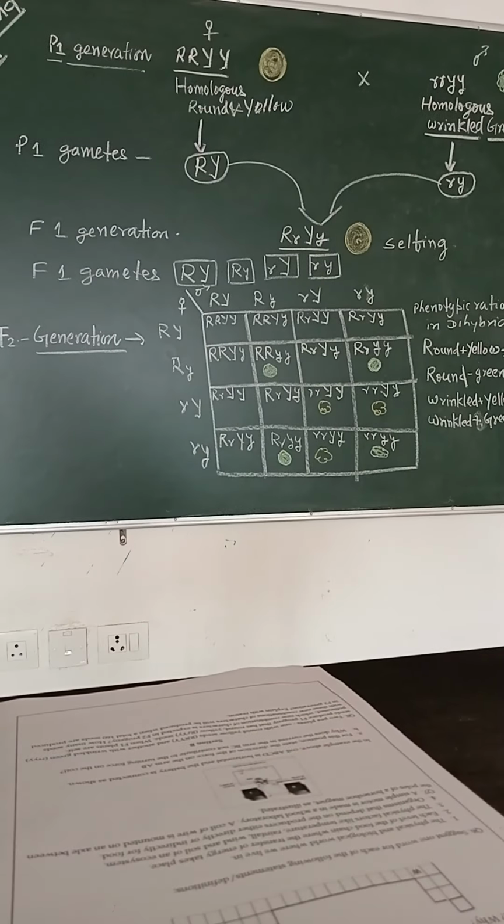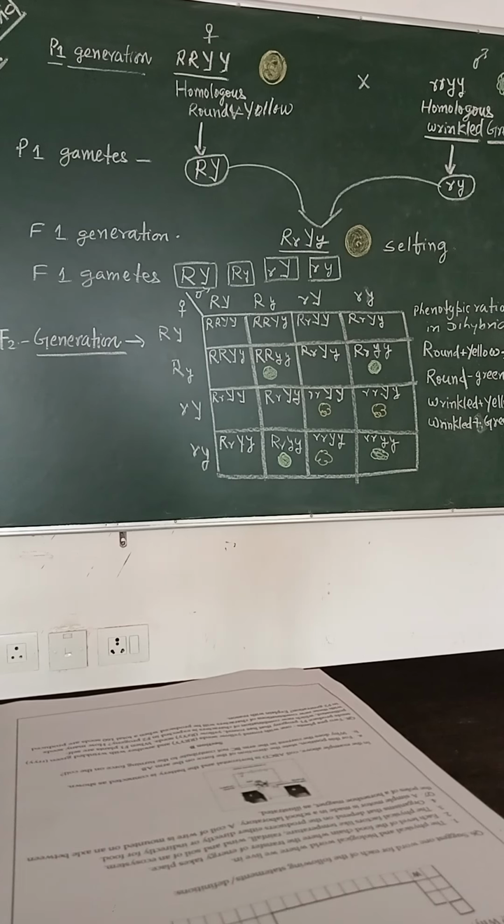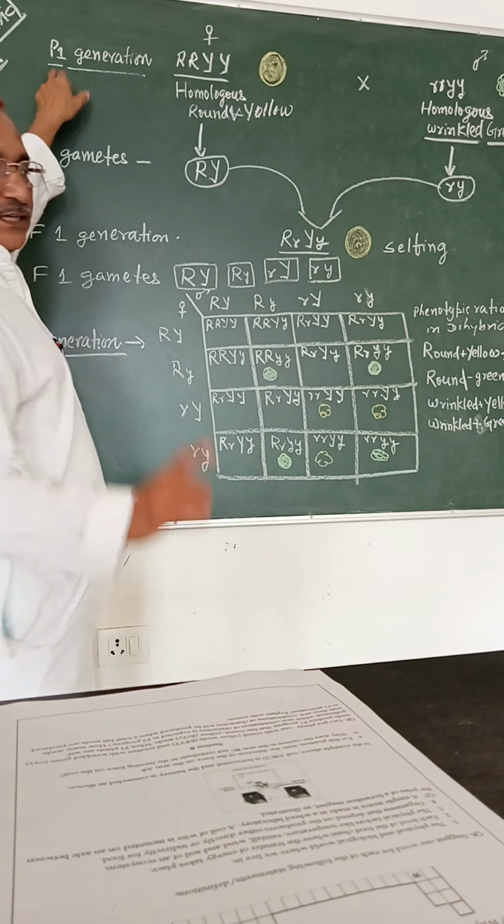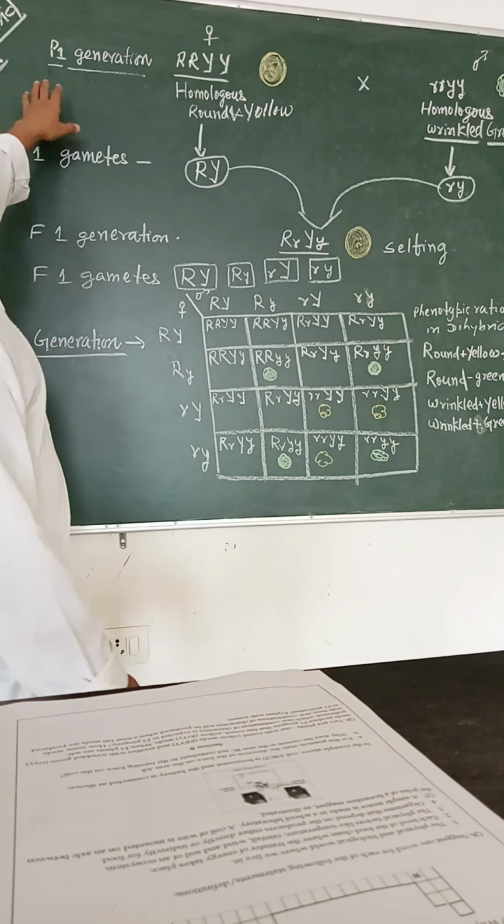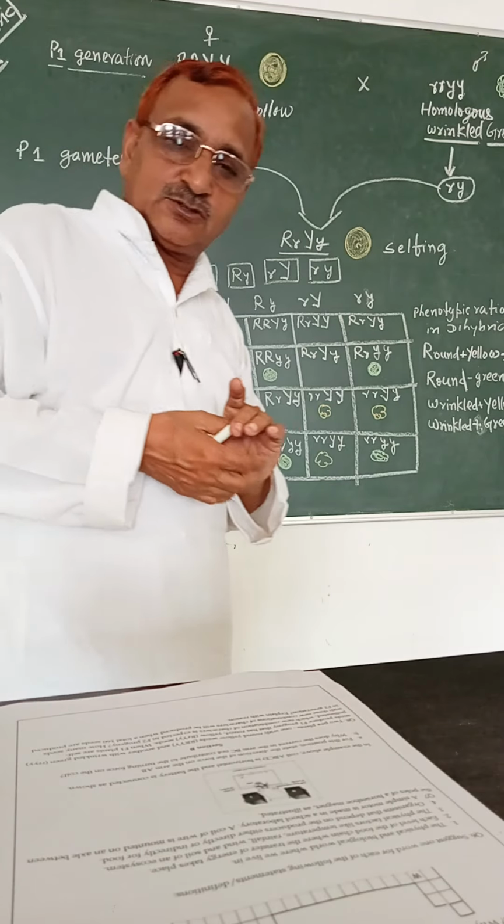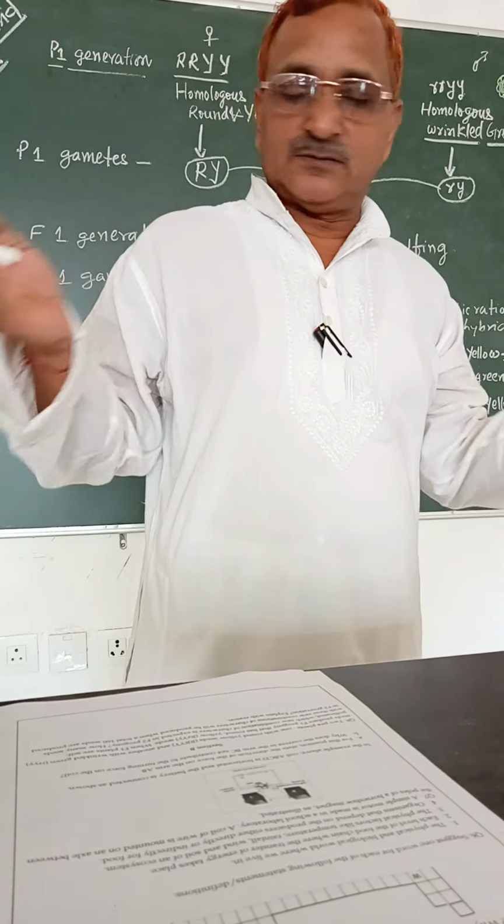Now, how can you proceed for the answer? I am going to describe, try to understand. So just observe the board and follow the answer given. Here, first of all, we write, it's a dihybrid cross. First of all, the P1 generation must be written. In this pattern, you can describe any dihybrid cross, and we get the dihybrid ratio.